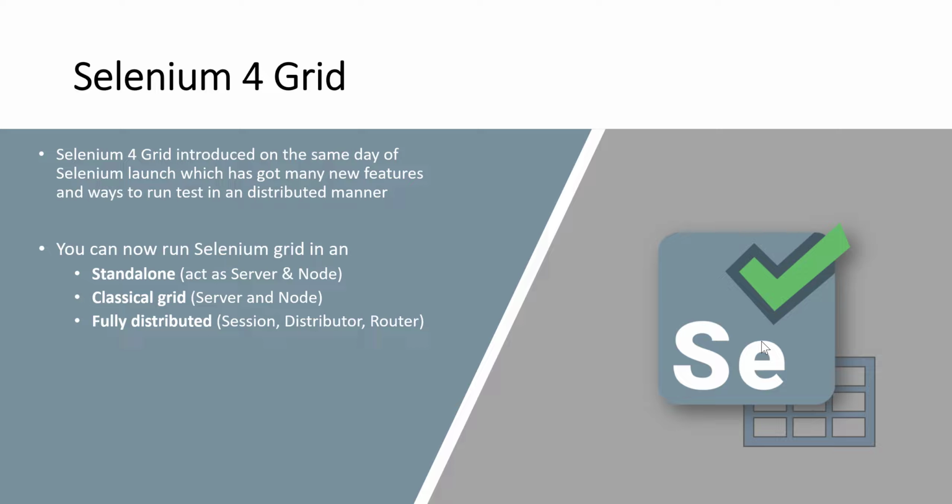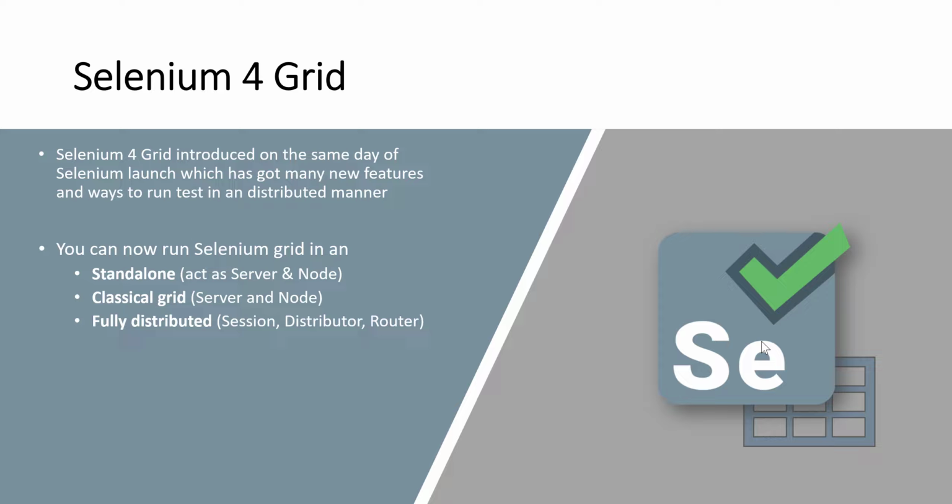Selenium 4 Grid was introduced on the same day as the Selenium launch, and it has many new features and a new way to run tests in a distributed manner. This is really cool because we have been using Selenium Grid for a long time, up to Selenium 3, and it has not drastically changed in the way we use it. But now we can run Selenium Grid in standalone mode, classical grid mode, and fully distributed mode. The standalone mode is where you just specify the Selenium Grid jar file as standalone. That standalone will act as both a server and a node, which is pretty cool.